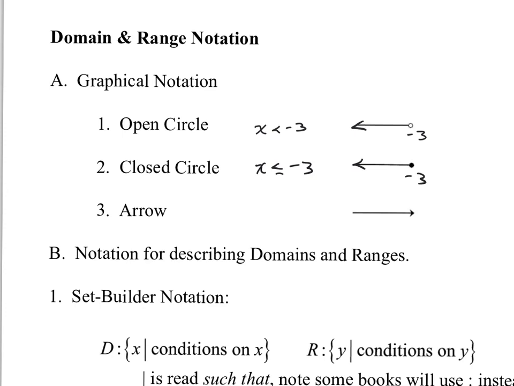So the arrow means it's going from wherever it starts, this start point, all the way to infinity. This would be going to positive infinity. If the arrow was pointing this way, it'd be heading off in the direction of negative infinity.